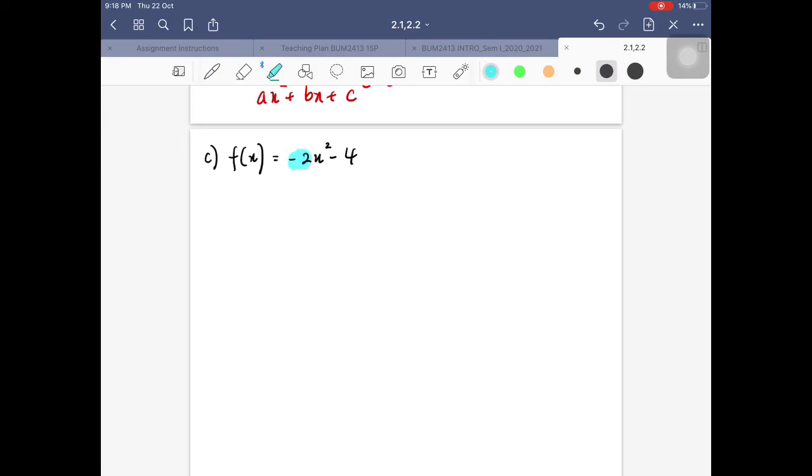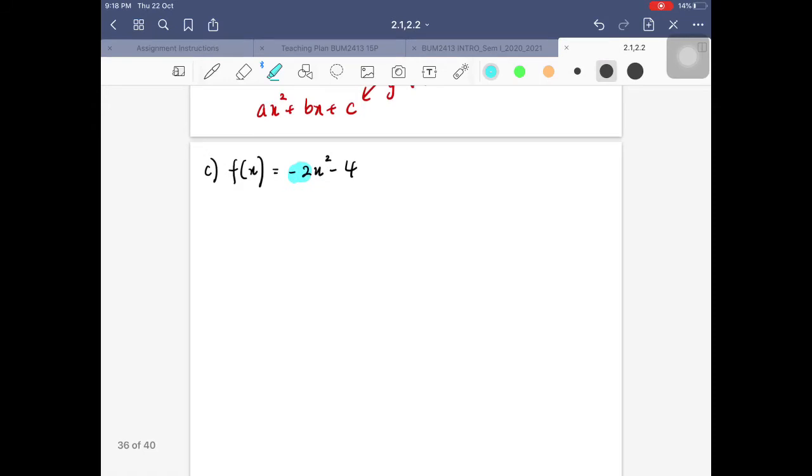So first what I'm going to do is identify that my a value is going to equal negative 2. So when your a value is equal to negative 2, there is going to be a maximum value because your graph is going to look like this. Okay, so it's going to be a sideways graph.